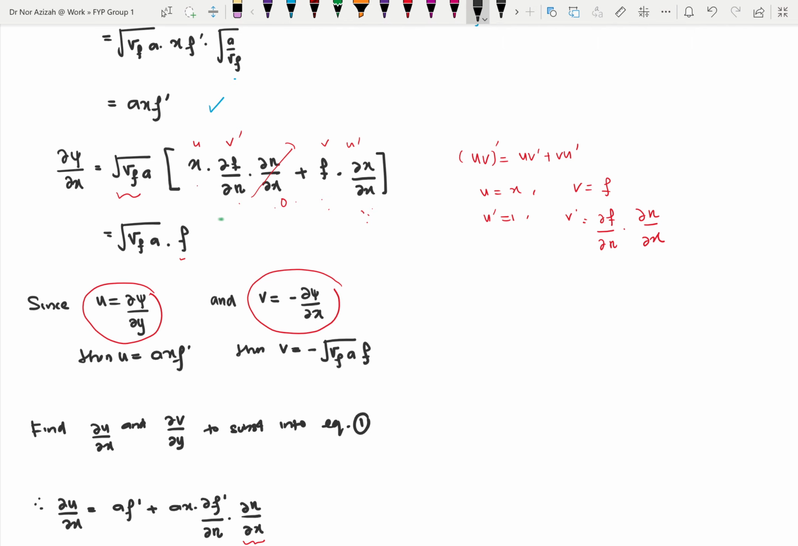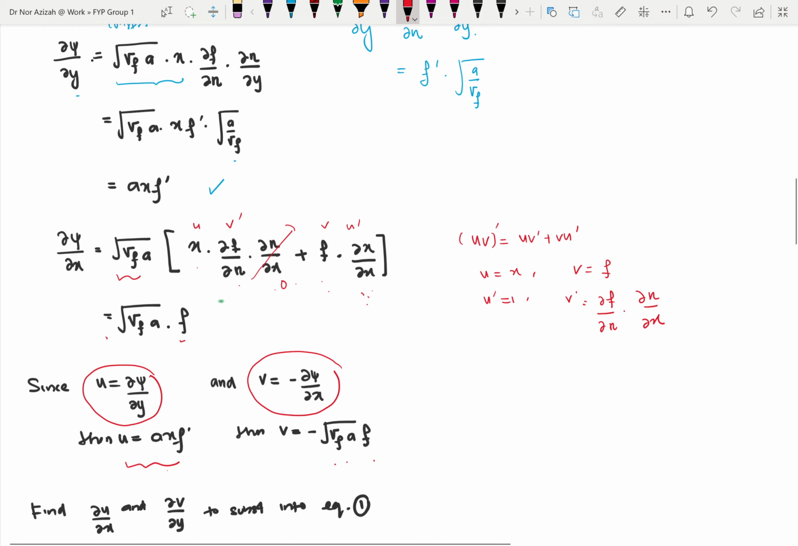Okay, so you can write that u equals ax f prime, and then v equals negative, just put negative here, sec nu f a multiplied by f. The u from before is 1. Look at what we get here.